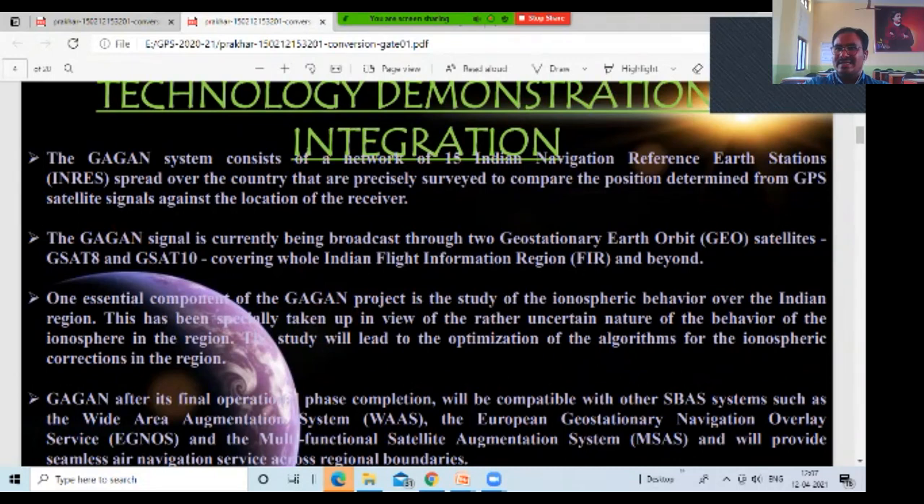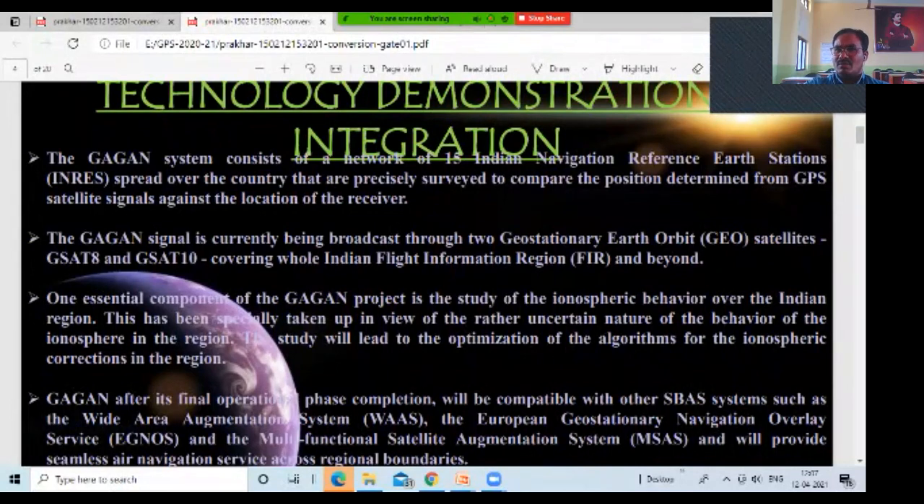The Gagan signal is currently being broadcast through two geostationary earth orbit satellites, GSAT 8 and GSAT 10, covering the whole Indian flight information region, FIR, and beyond. It is not only the flight information region; it also covers some civil and commercial applications beyond. The geostationary satellites GSAT 8 and GSAT 10 are used for the broadcast.